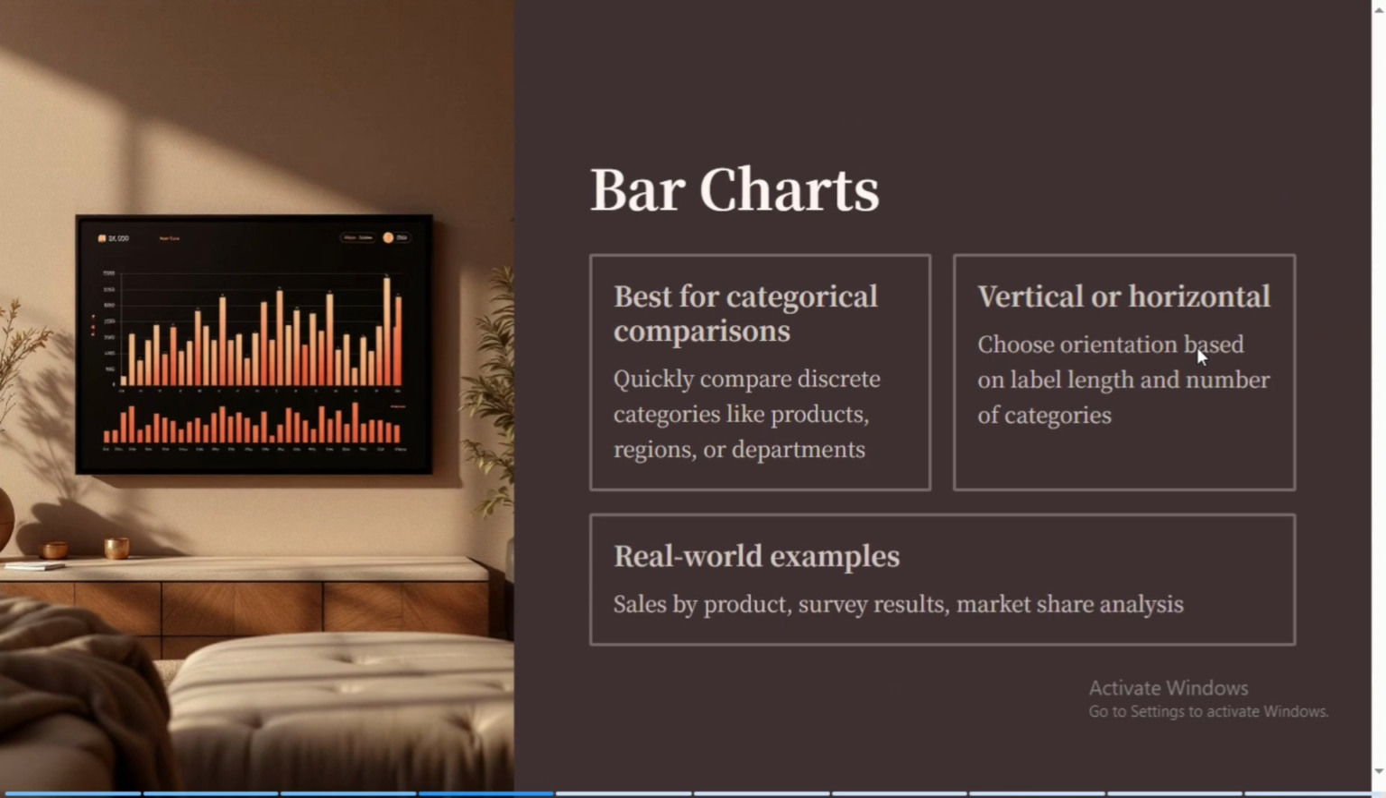Next, we have bar charts. Bar charts are best when we want to compare categories. For example, sales by product, marks by subject, or population by region. We can use vertical or horizontal bars depending on label length and readability. Bar charts are simple, powerful, and extremely common in business dashboards.